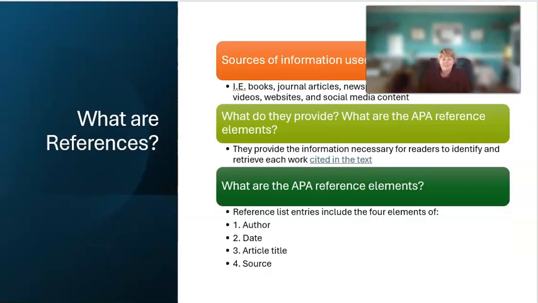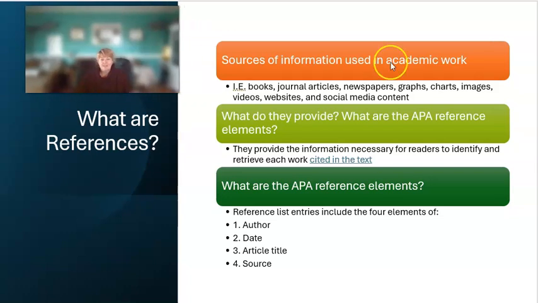What are references anyway? So references are sources of information used in academic work. They're inclusive of things like books, journal articles, newspapers, things like that. Nowadays, we include websites and YouTube videos and all sorts of additional media. What do they provide? What are the APA reference elements? So they provide information necessary for readers to identify and retrieve each work cited in the text.